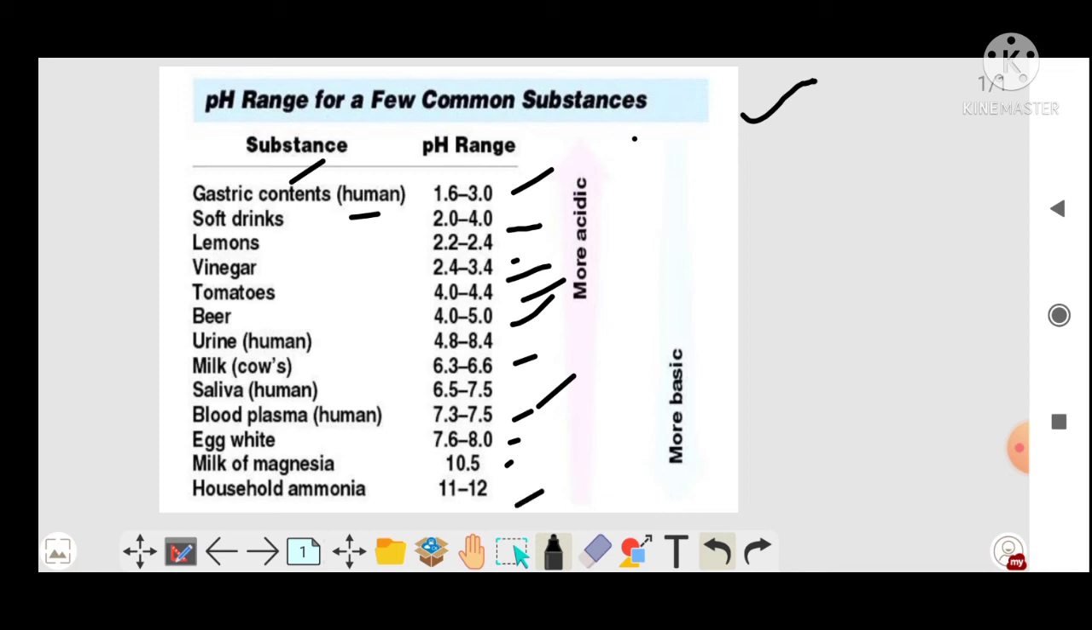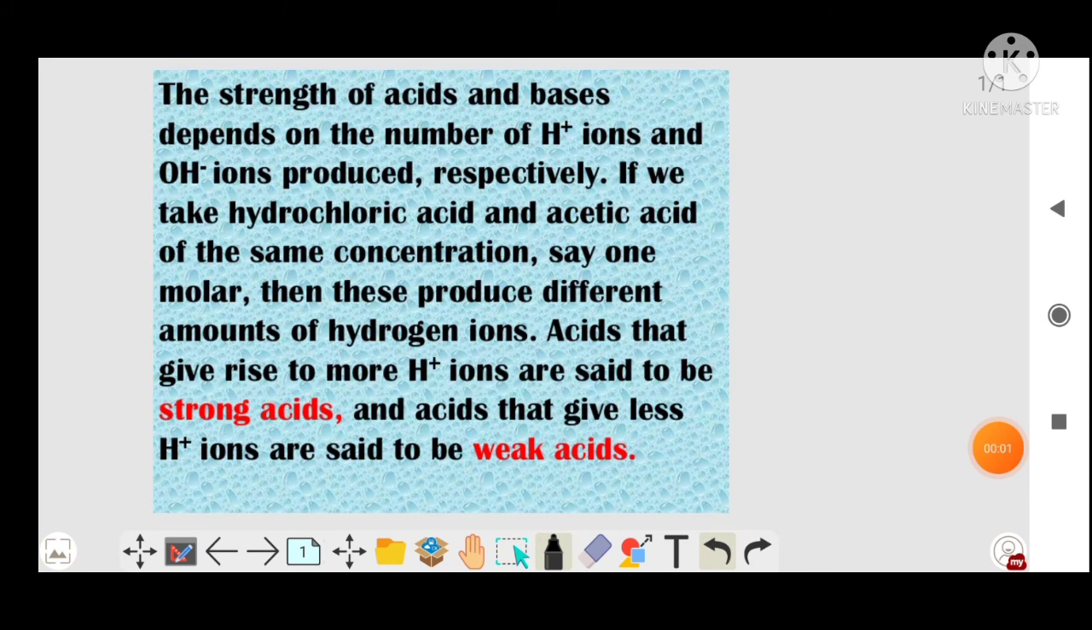Okay, here is the pH range for a few common substances. You should remember this pH range of the substances. Now the strength of acids and bases depends on the number of H plus ions and OH minus ions produced, respectively. You all know that.